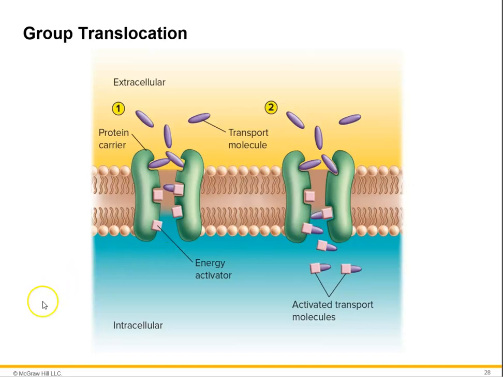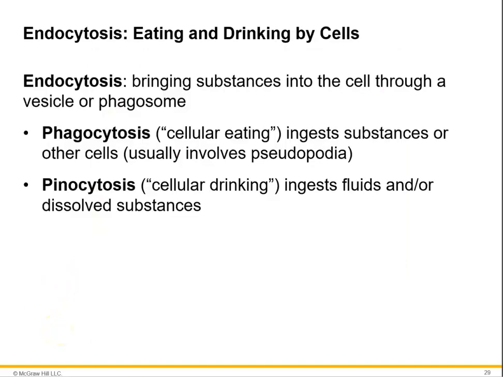conserve energy. All right, and finally in active transport, we're going to talk about endocytosis. This is going to be bringing substances into the cell through a vesicle or phagosome. You have two types of endocytosis. There's phagocytosis and pinocytosis. Phagocytosis is so called because it's, quote, cellular eating.